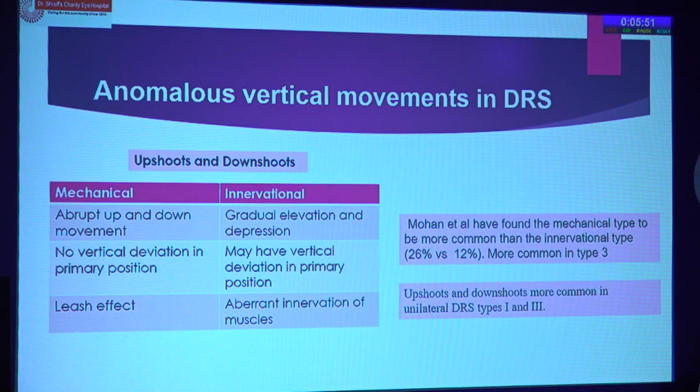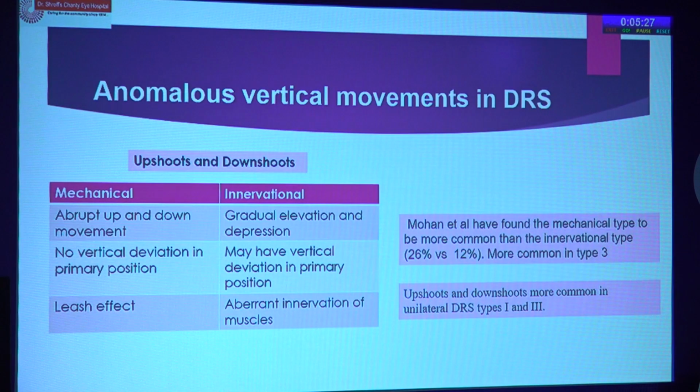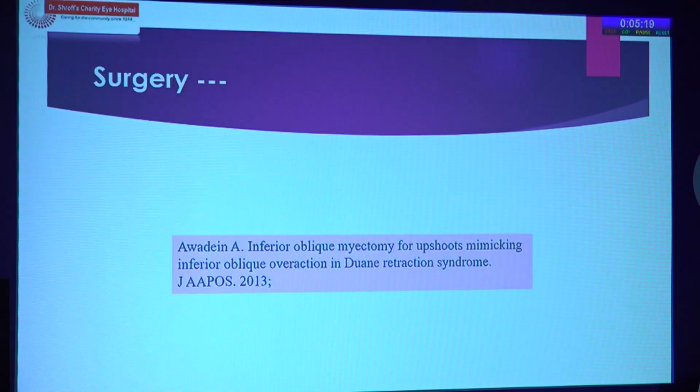So what we find is there are 2 vertical movements in DRS. One is mechanical, where there is an abrupt up and down movement, and the other is a gradual elevation and depression, which is innervational. They have a vertical deviation in primary position. This is how we differentiate: if you have a vertical deviation in primary position, mostly we find that these are the innervational type. Mohan et al. have found the mechanical type to be more common, but this was a case where we had an innervational upshoot, and that is why I presented it.